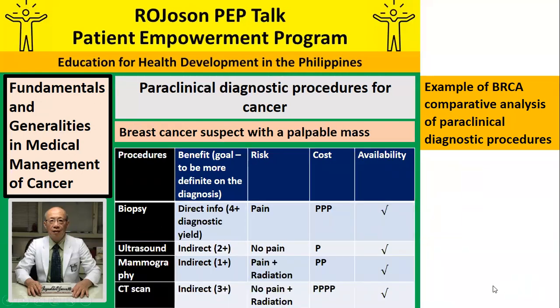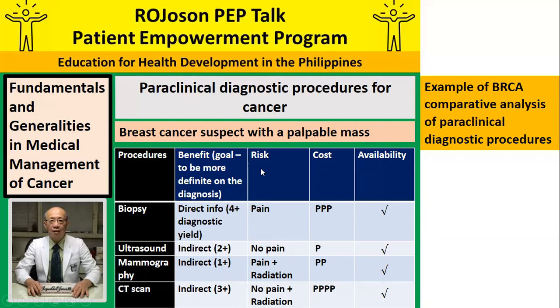Another example, a breast cancer suspect with a palpable breast mass. List down the options here of paraclinical diagnostic procedure: biopsy, ultrasound, mammography, CT scan. These are some examples of the information gotten. So biopsy can give you direct information. It has a 4+ diagnostic yield. Ultrasound, indirect. Mammography, indirect. CT scan, indirect, because these are just imaging techniques. With the diagnostic yield of 2+ for ultrasound, 1+ for mammography, and 3+ for CT scan.